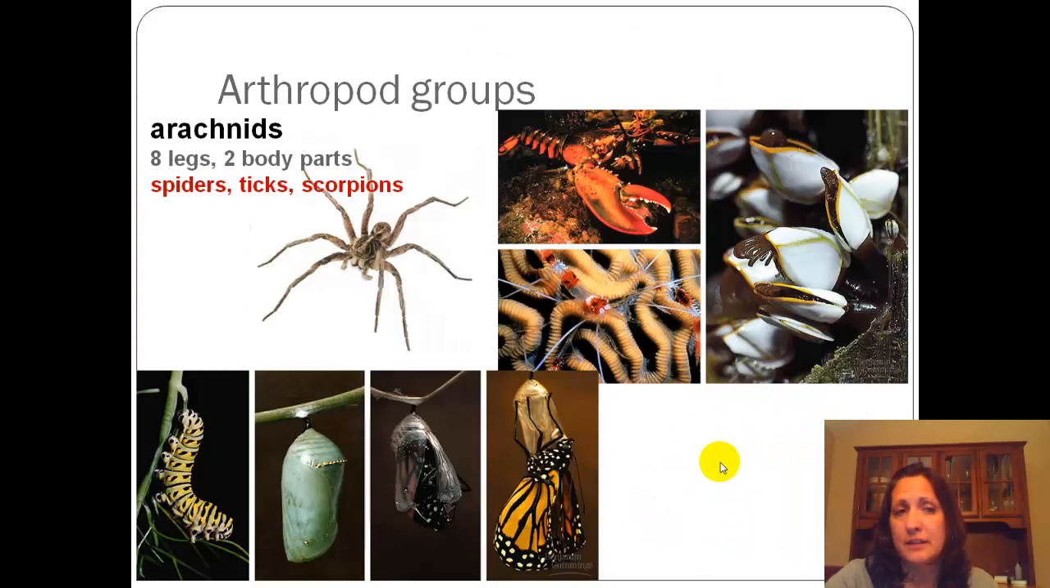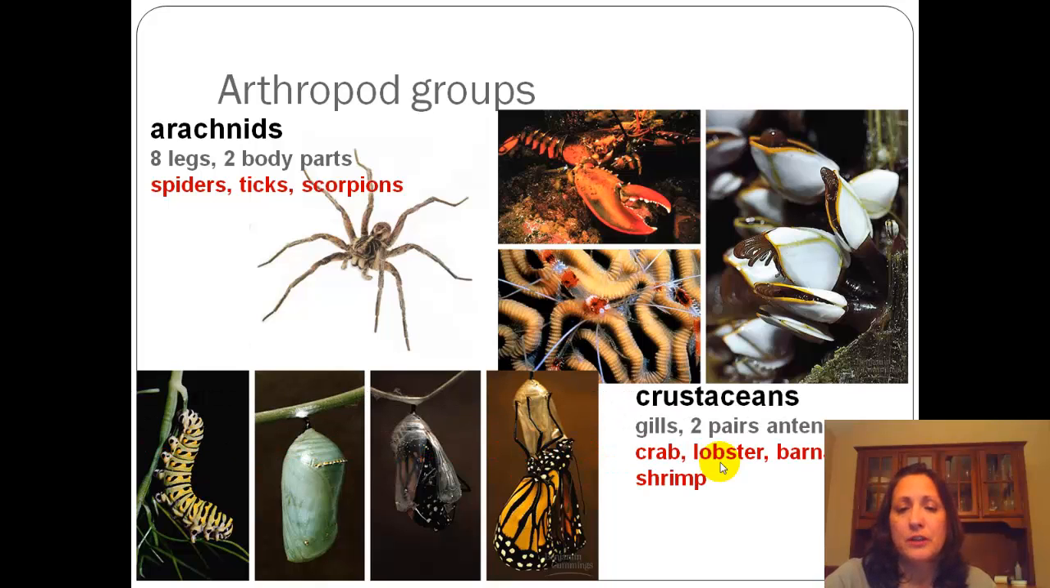So the arachnids are your spiders or your ticks or your scorpions, and they all have 2 body parts, kind of a head and thorax that are merged together, and then an abdomen, and they have 8 legs. The next group are the crustaceans. The crustaceans have antennae and they have gills. So this would include the crab, the lobsters, barnacles, and shrimp.